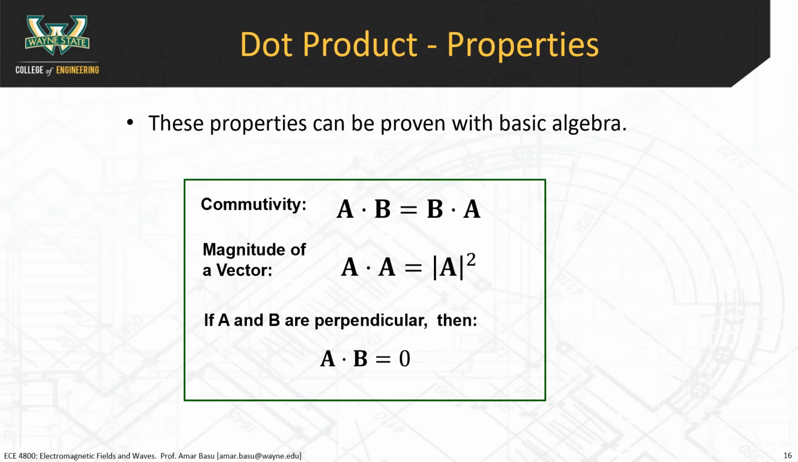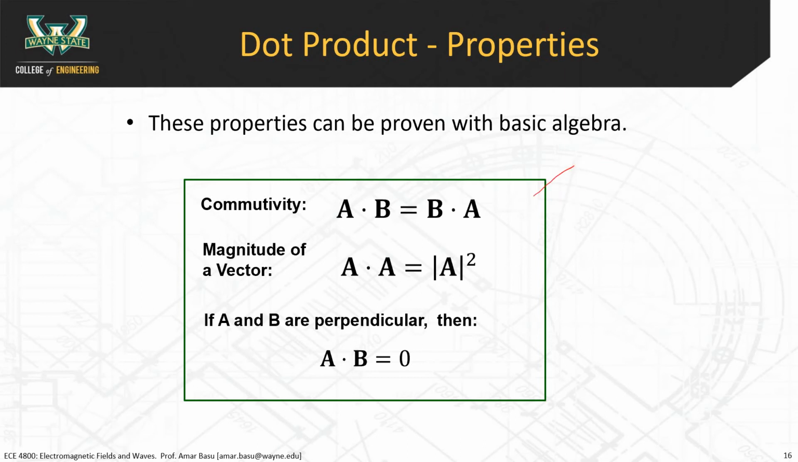Some of the properties of the dot product. These properties can be proven with basic algebra. A dot B is equal to B dot A, the commutative property. The magnitude of a vector, A dot A, is equal to the magnitude of A squared. And a third one: if A and B are perpendicular, then A dot B is equal to 0. These are very easy to prove.